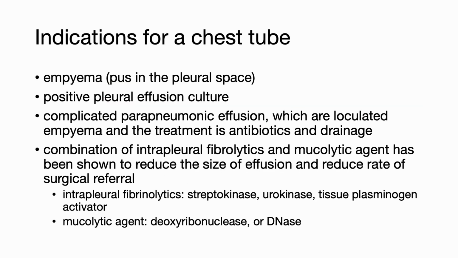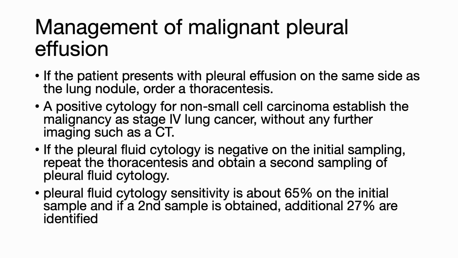The indications for a chest tube insertion in patients with pleural effusion is very high yield on your exam, and they include empyema, positive pleural effusion culture, a patient with complicated parapneumonic effusion, or using a combination of intrapleural fibrinolytics and mucolytic agents, which has been shown to reduce the size of the effusion and reduce rates of surgical referral. Intrapleural fibrinolytics that you need to know include streptokinase, urokinase, and TPA, and the mucolytic agent that you need to know is deoxyribonuclease, also called DNase.